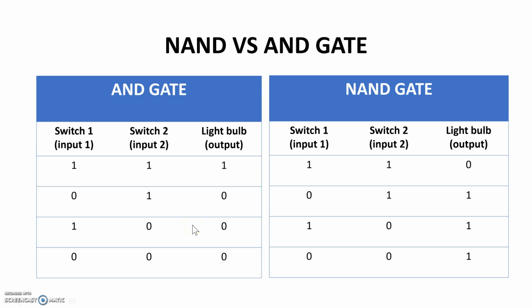And when either switch is on, that means 0, 1 or 1, 0, the light bulb should be off under the AND gate. But on the other side, the NAND gate is also opposite. So what we can get from this truth table is that the output of the NAND gate is opposite of the output of an AND gate.